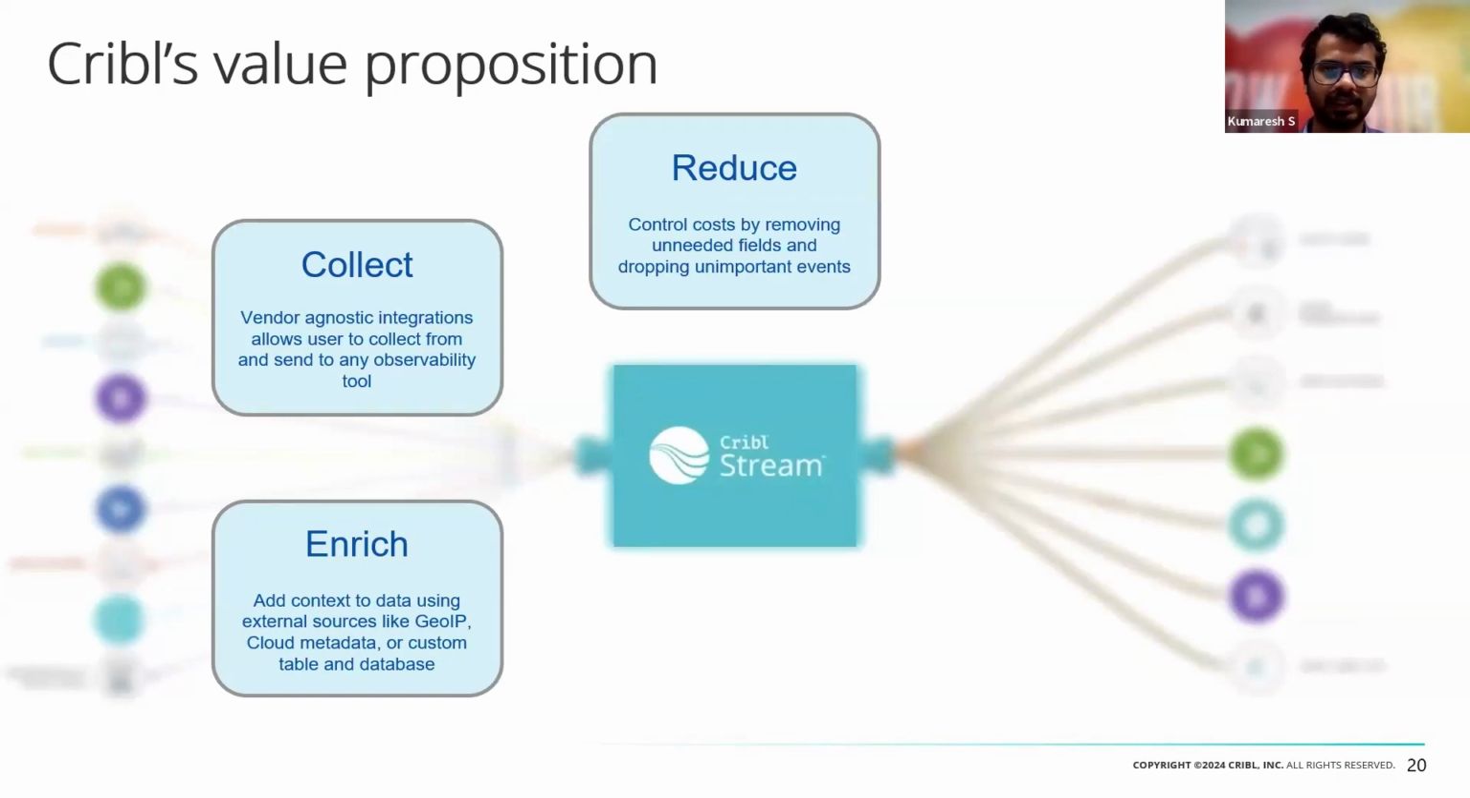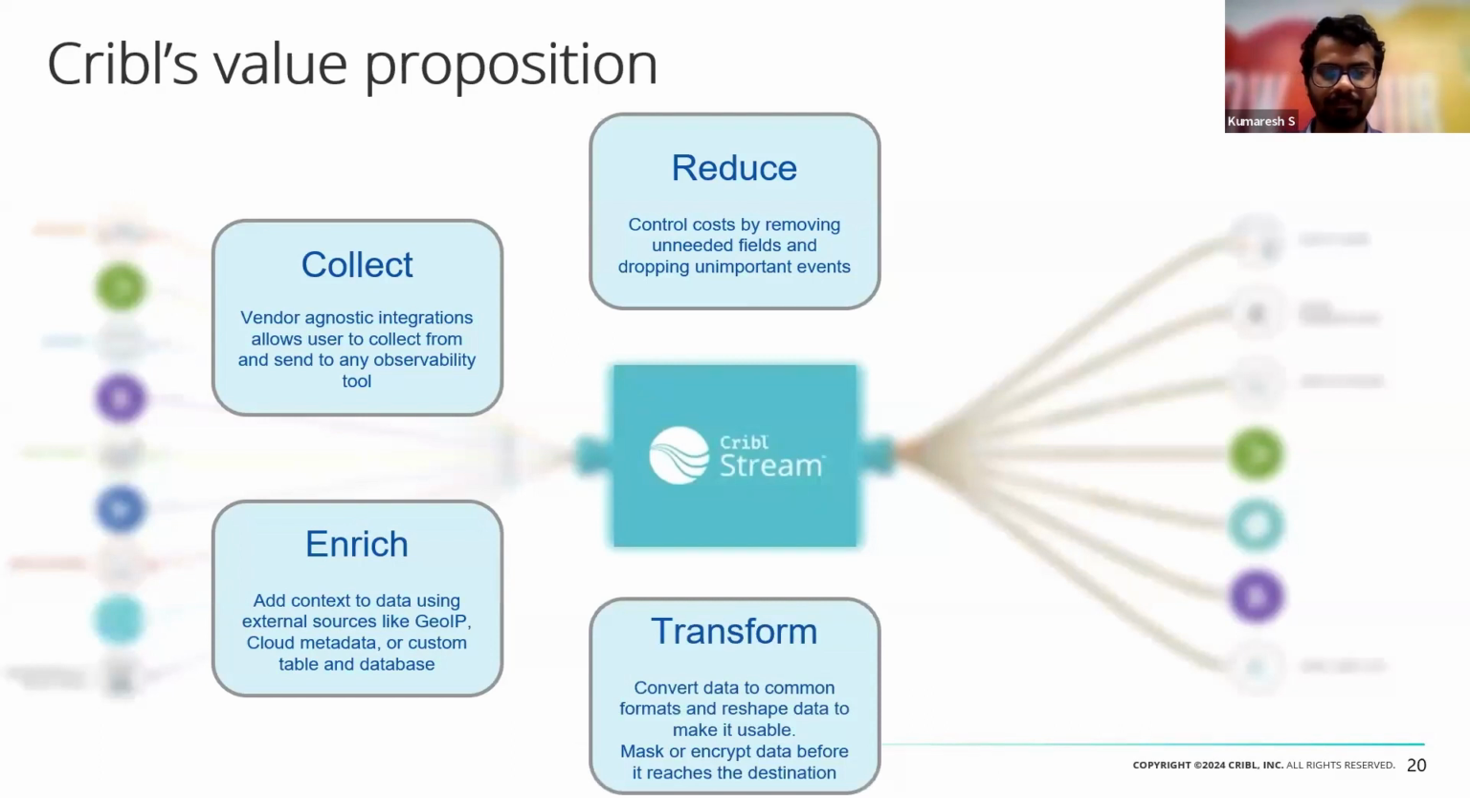Then there is reduce. You can control cost by reducing unnecessary fields and dropping unimportant events. So data as a whole comes into Cribl. You reduce what needs to be sent to the various destinations. You can choose the destination and you decide, okay, this is what I need in my destination, and that is all you send. So when the data reaches the destination, it is going to control the cost in terms of the license as well as the resource utilization.